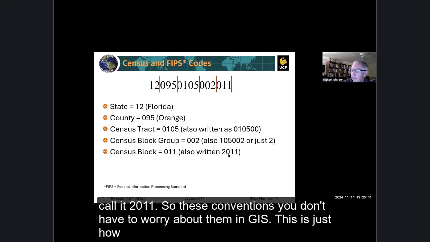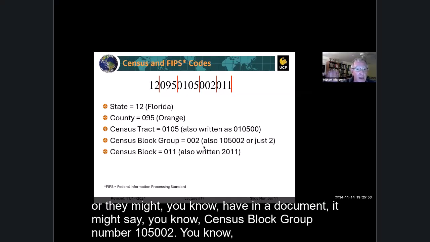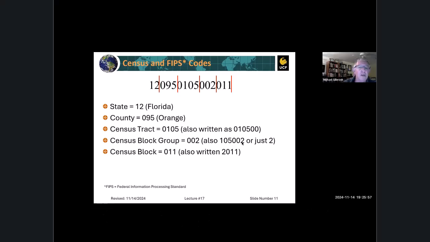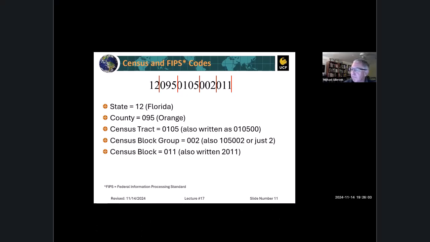So these conventions, you don't have to worry about them in GIS. This is just how people sometimes referred to them in writing. They might write about census tract number 010500, or in a document it might say census block group number 105002. That's not the way we refer to it in GIS. That's just the way people might refer to it in a written document.